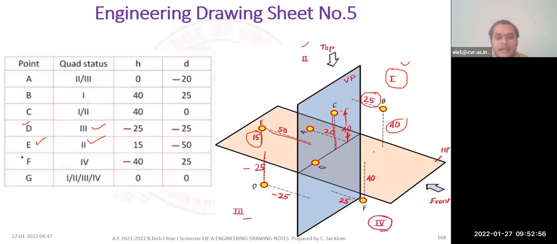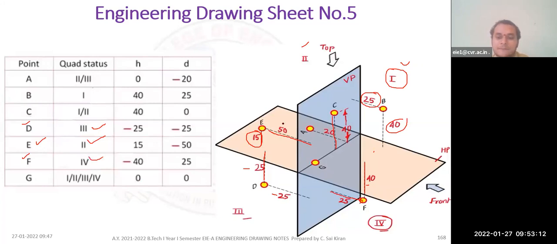If you look at the letter F, it is negative. From the horizontal plane, it is minus 40. And on the vertical plane, it is 25 mm in front of the vertical plane. Okay, so it comes as the fourth quadrant.